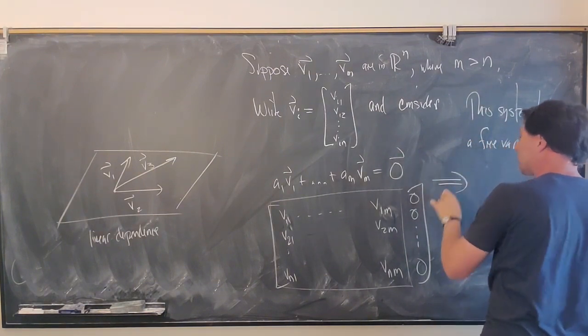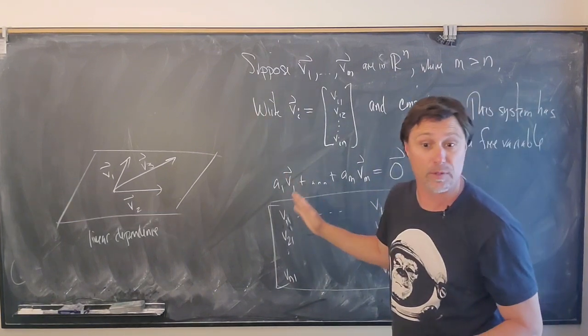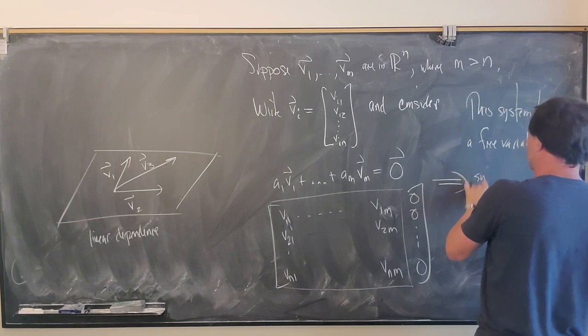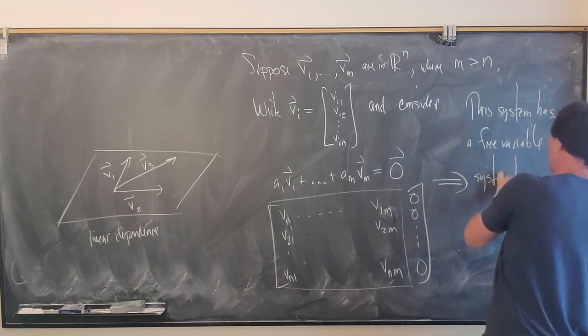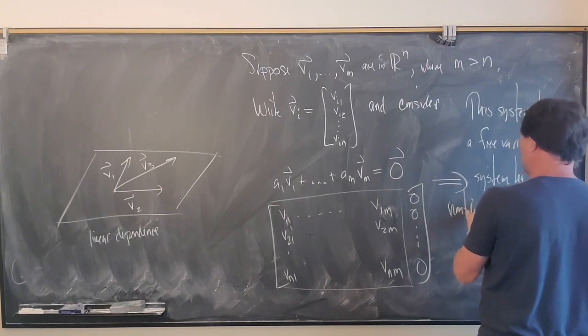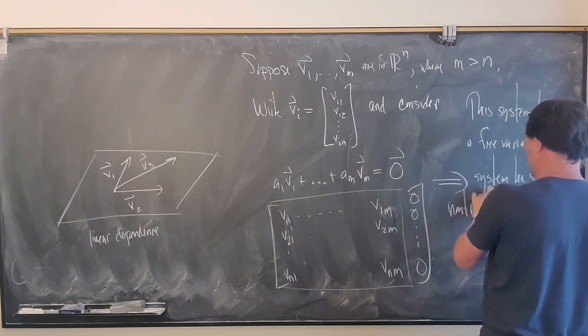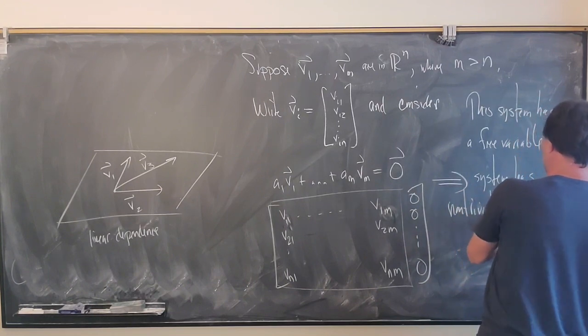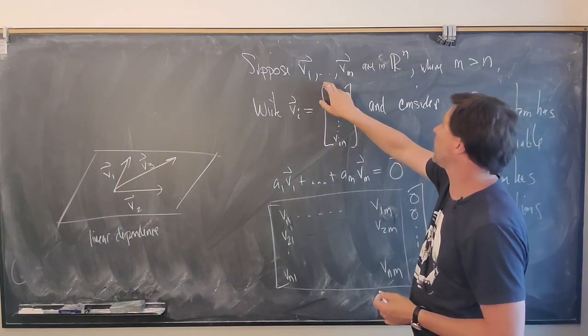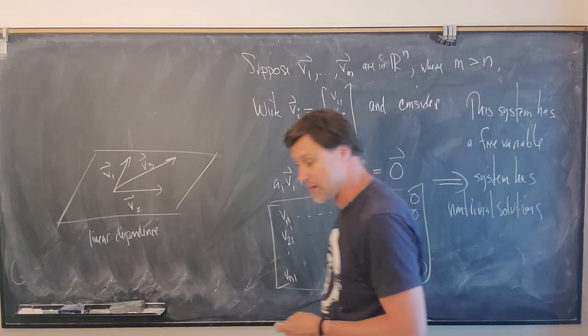And what does that tell us? It tells us that it has an infinite number of solutions. In particular, it has non-trivial solutions. So what does that tell us then? It tells us that this set right here is linearly dependent.